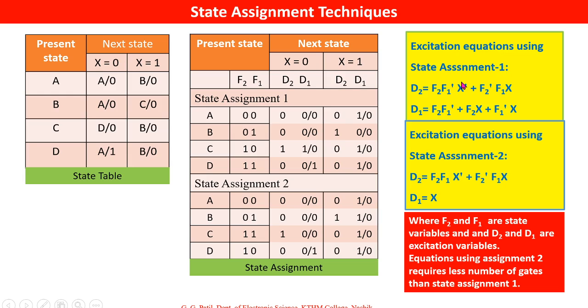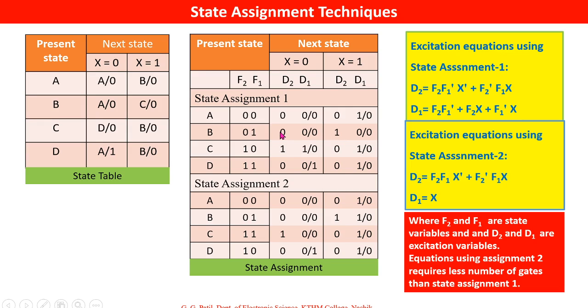If we observe the output for D2 in state assignment 1, observe the output column D2 in both of these input conditions, that is x equals 0 and x equals 1. So here D2 is 1 here, and in this case for x equals 1, the output D2 is 1 here. So only two cases are there where the D2 output is 1.